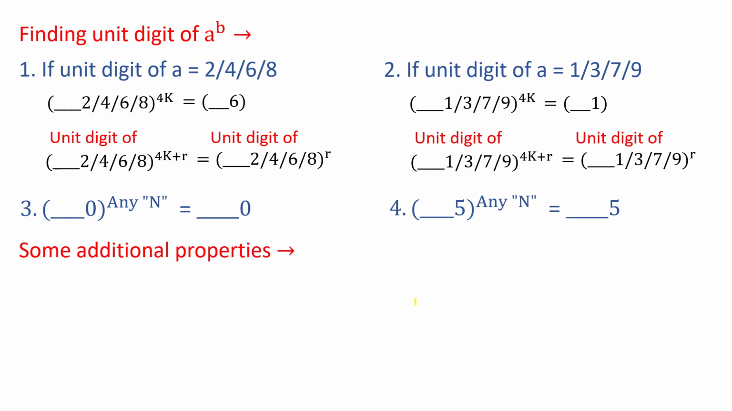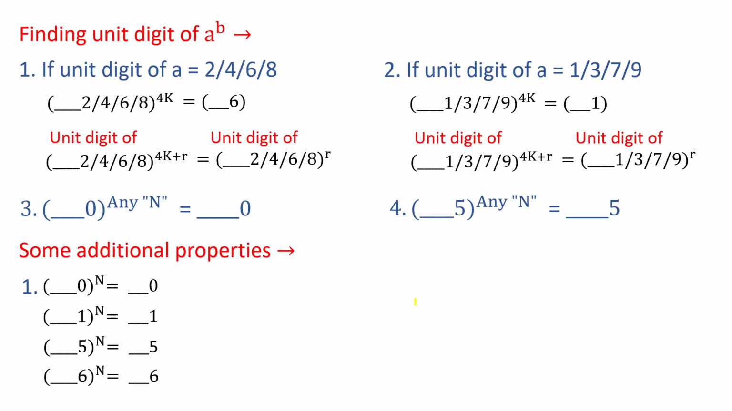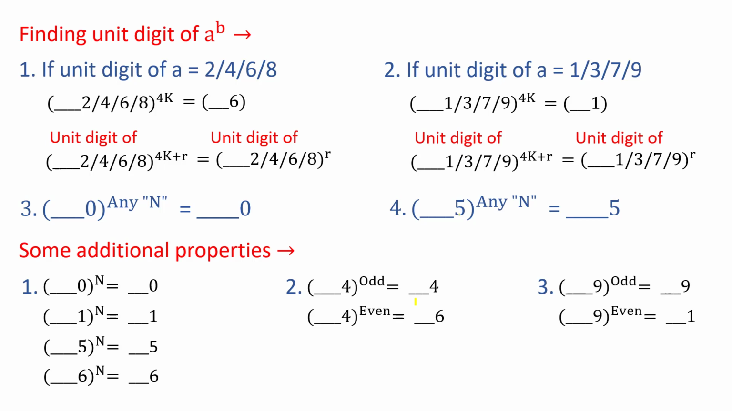In that, first one is if a number ends with 0 to the power any natural number ends with 0. If a number ends with 1 to the power any natural number ends with 1. If a number ends with 5 to the power any natural number always ends with 5. And if a number ends with 6 to the power any natural number always ends with 6. If a number ends with 4 to the power odd number always ends with 4. And if a number ends with 4 to the power even number always ends with 6. If a number ends with 9 to the power odd number always ends with 9. And if a number ends with 9 to the power even number always ends with 1.